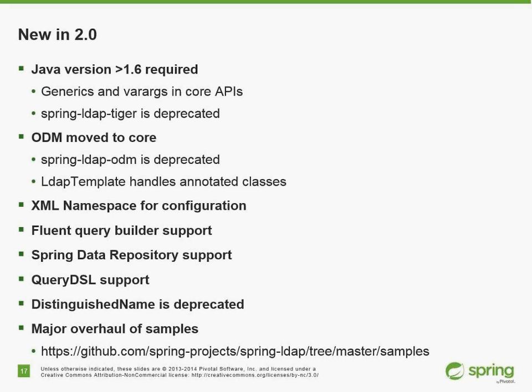In 2.0, we also included a new XML namespace, which we didn't have before, for simplifying configuration. We have a pretty cool fluent builder support for building LDAP queries. Aligning with Spring Data, we have full support for Spring Data repositories against an LDAP data source. We have QueryDSL support, and we did a major overhaul of the samples. The samples before were pretty useless, but we put quite a bit of work into that.